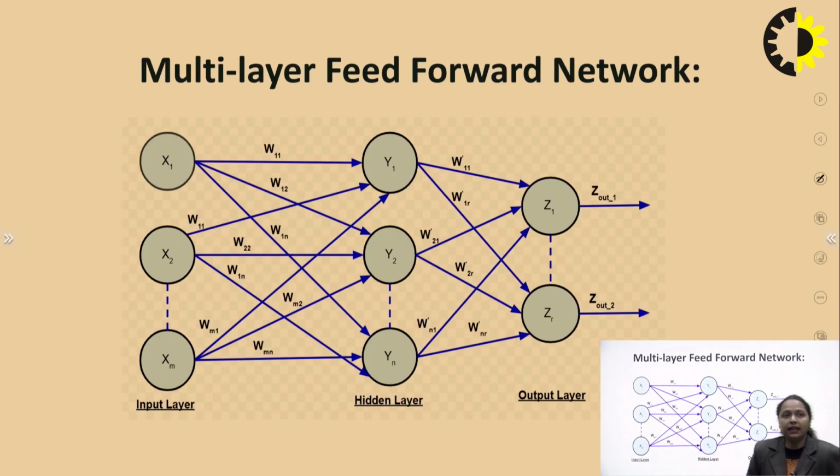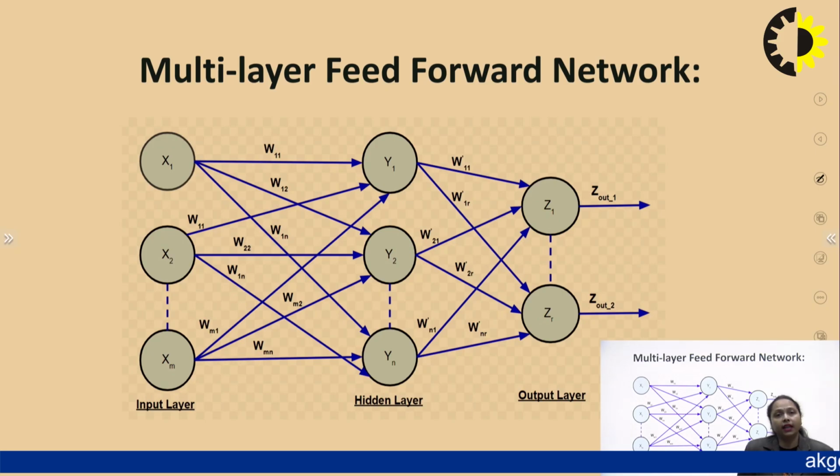Now in a multi-layer feed forward network, we have one or more than one hidden layers present between the input and output layer. Meaning whatever input set we receive at the input layer is transferred to the hidden layer, and further from the hidden layer it is transferred to the output layer. We can have one hidden layer, and we can also have more than one hidden layers present between these two input and output layers.